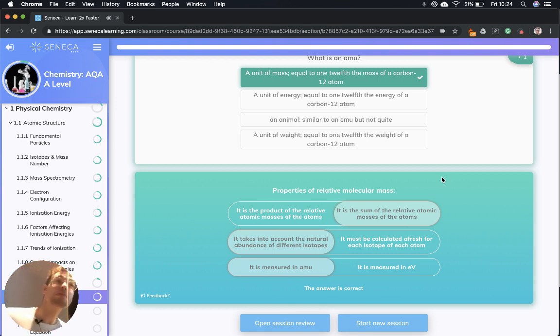Make sure you maybe listen to it again, maybe read some of your notes, maybe go on Seneca and click through the module to consolidate it. It's going to be built on a lot in A-level chemistry. It's really important for mole calculations, so make sure you feel confident with it. Good luck with your revision and thank you for joining.